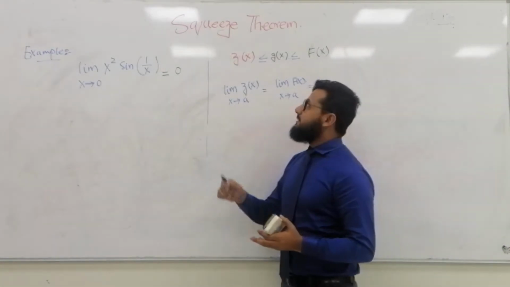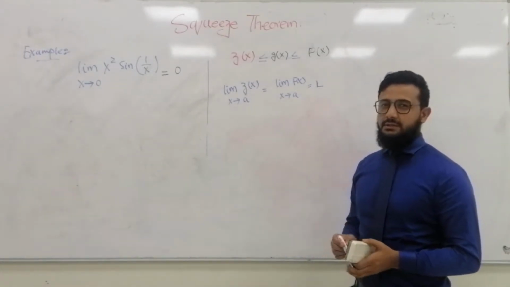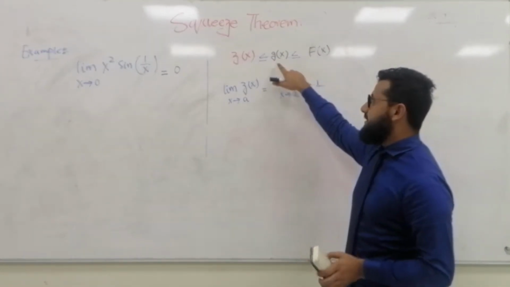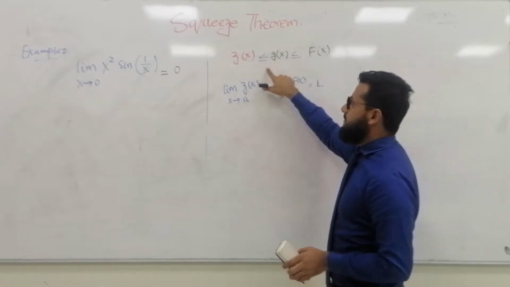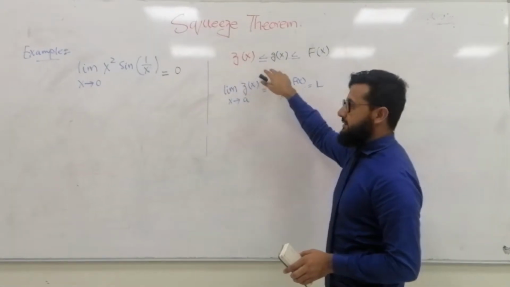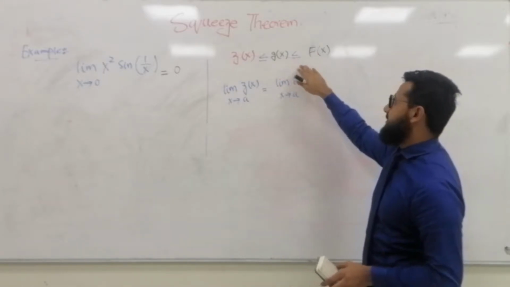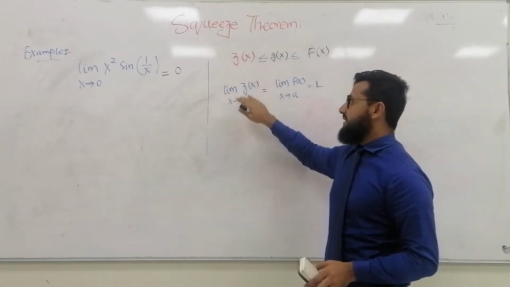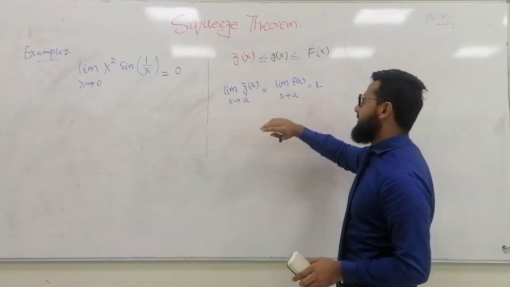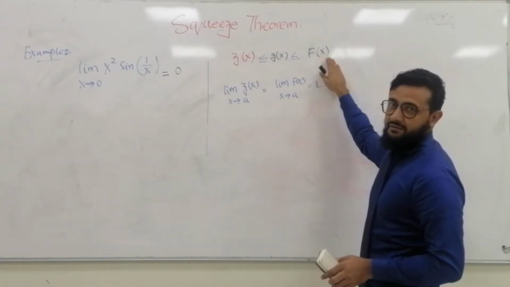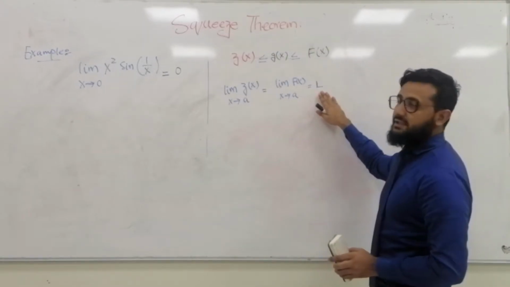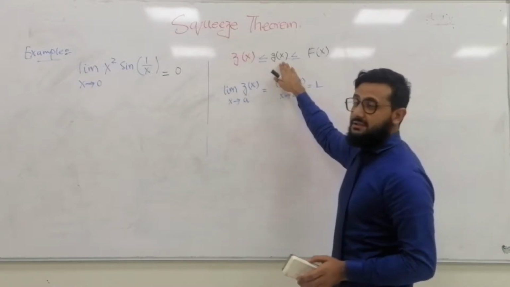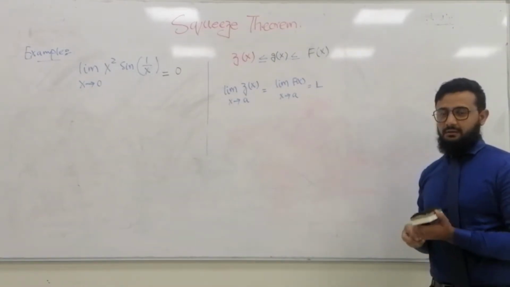Okay, so I'm going to explain squeeze theorem, which is also known as sandwich theorem. This theorem tells me that if I have three functions such that g of x is greater than or equal to z of x, and at the same time g of x is less than or equal to f of x, then if the limit of z of x at any point is equal to the limit of f of x at that point, let's say their value is L, then the limit of the middle function, which is g of x, will also be equal to L.